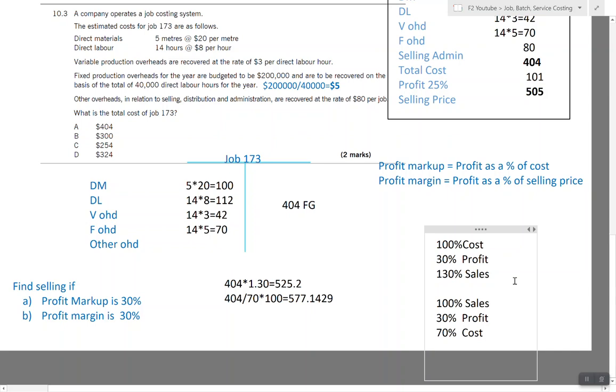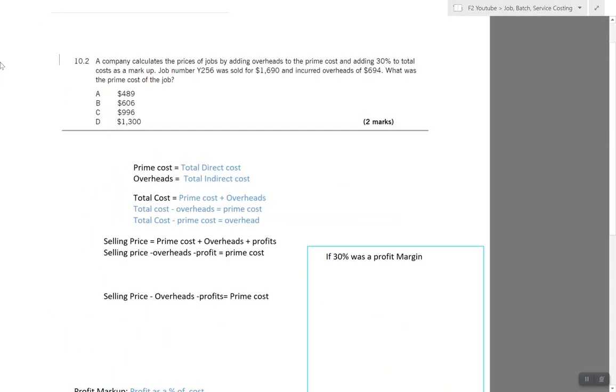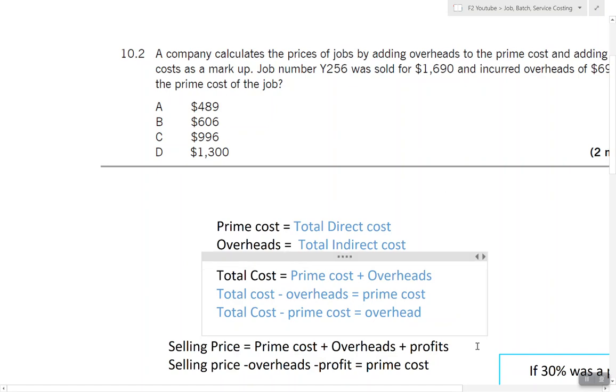So markup margin is not a job costing topic. It is something you should have studied in ratios. So I will not focus on it a lot. Okay, next let's look at another question.